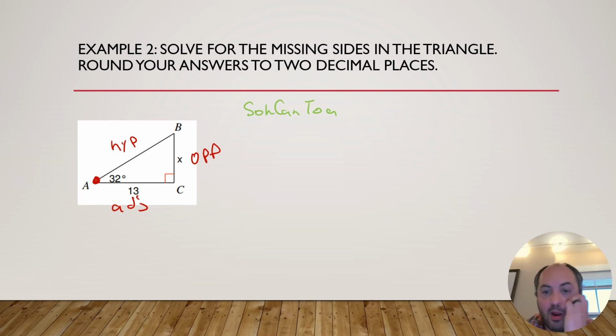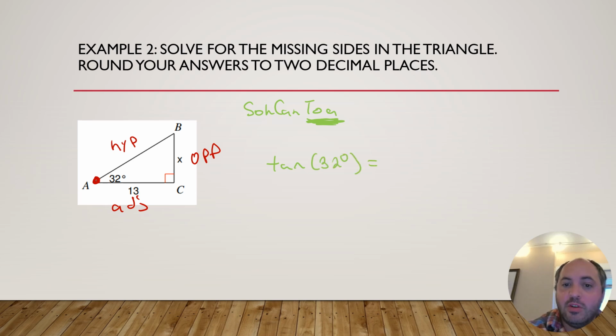So again, we will want to pick one of our trig versions which use adjacent, but this time we want to solve for that x on the opposite side. So what we are going to use is TOA, so tangent, because it relates opposite and adjacent to this angle of 32 degrees. So I will write tangent of 32 degrees is equal to opposite, which is x, over adjacent, which is 13. So this sets up my ratio.